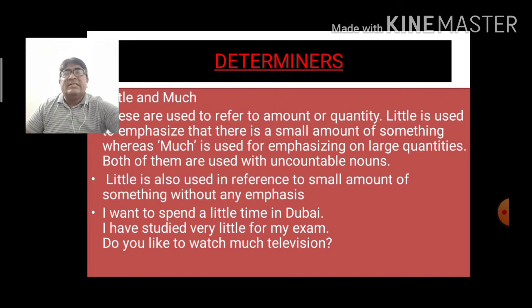The next is little and much. These are used to refer to amount or quantity. Little is used to emphasize that there is a small amount of something, very little, while much is used for emphasizing large quantities. There is much petrol in my bike tank. Both of them are used with uncountable nouns.